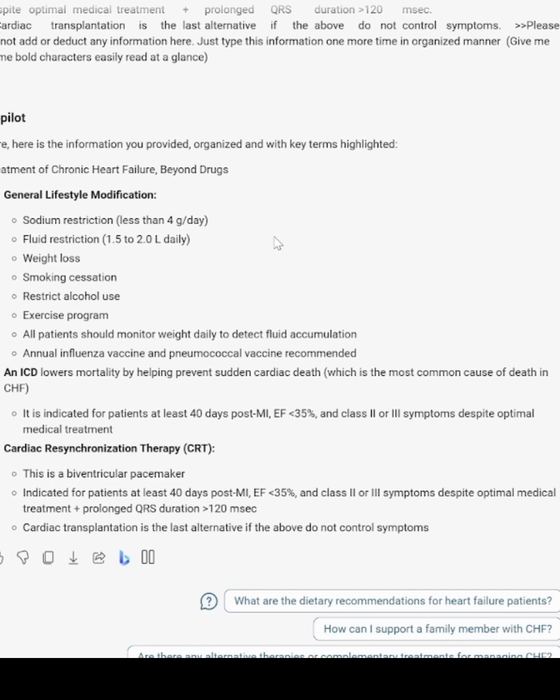Indicated for patients at least 40 days post-MI, EF less than 35%, and class 2 or 3 symptoms despite optimal medical treatment plus prolonged QRS duration greater than 120 milliseconds. Cardiac transplantation is the last alternative if the above do not control symptoms.